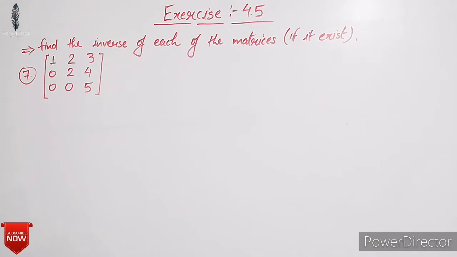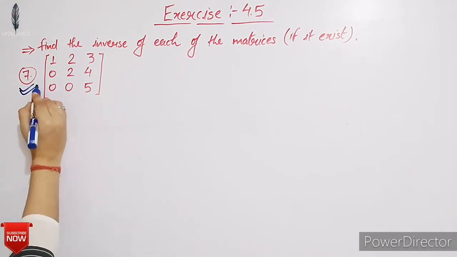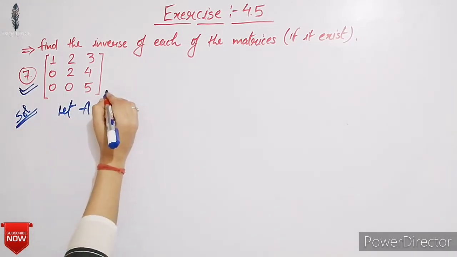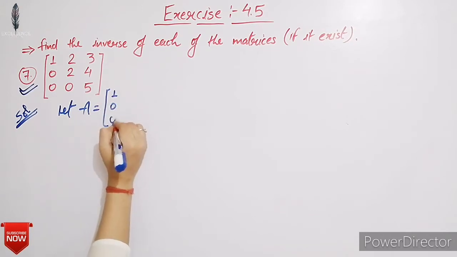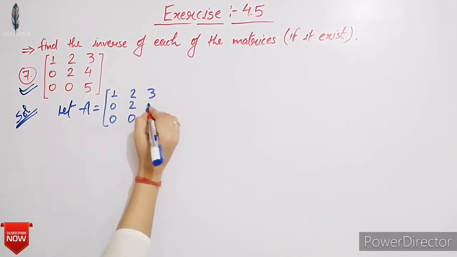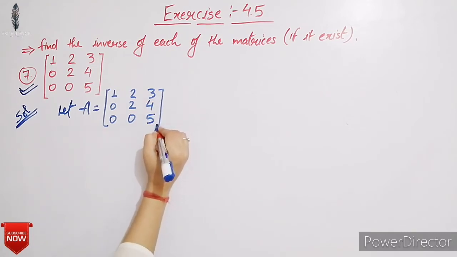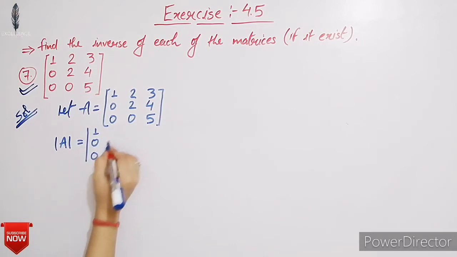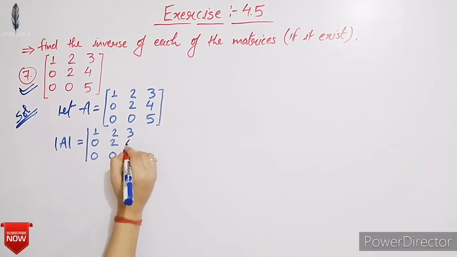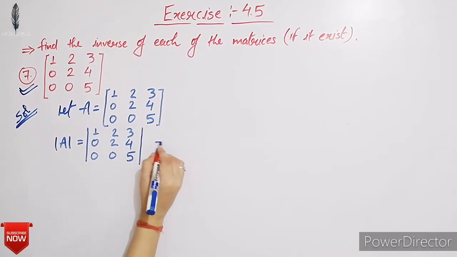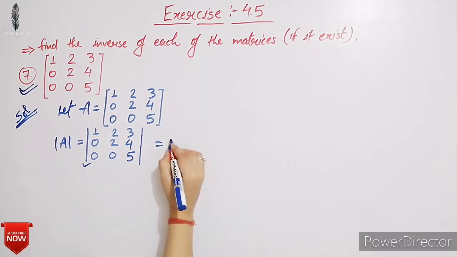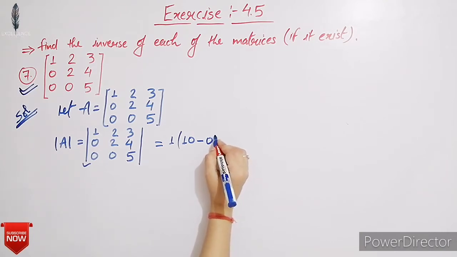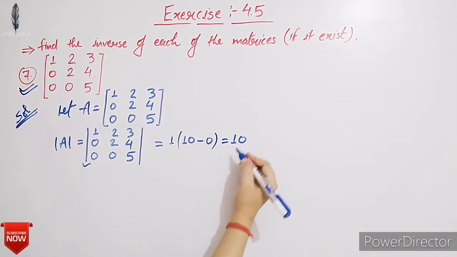Question number 7. Here the given matrix is of order 3. Let A equal the given matrix, that is [1, 0, 0; 2, 2, 0; 3, 4, 5]. And here determinant of A is equal to determinant of [1, 0, 0; 2, 2, 0; 3, 4, 5]. So expanding along C1 we get 1 into 10 minus 0. So determinant of A is equal to 10.